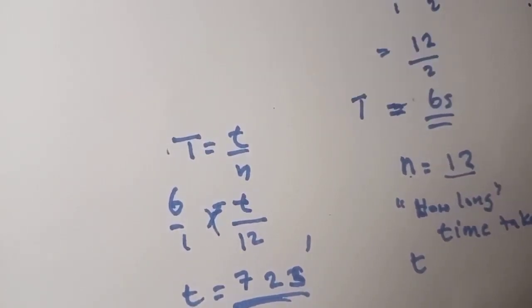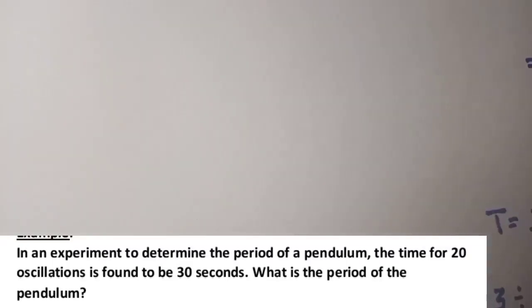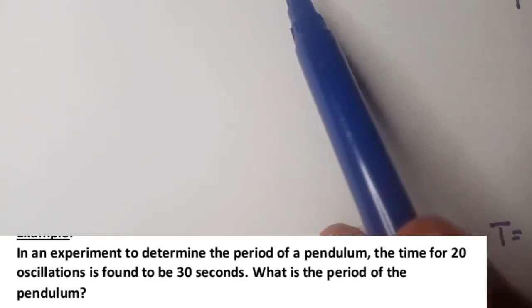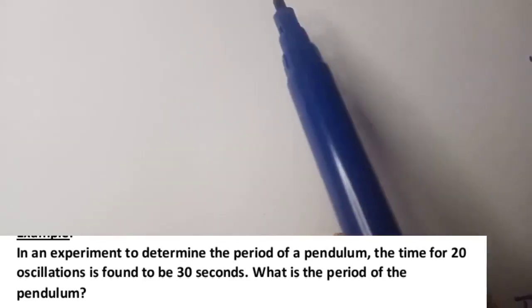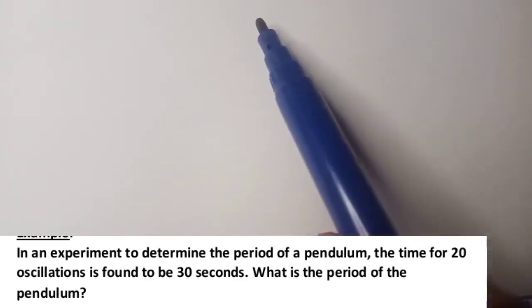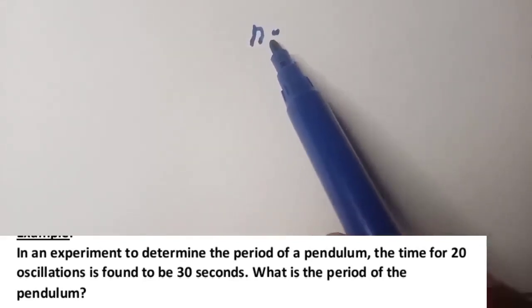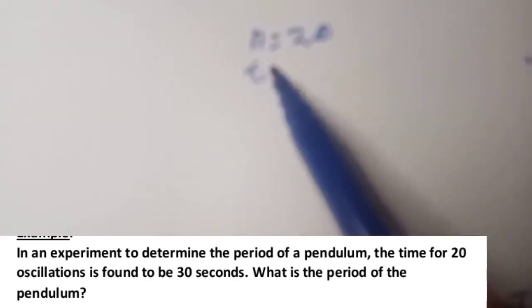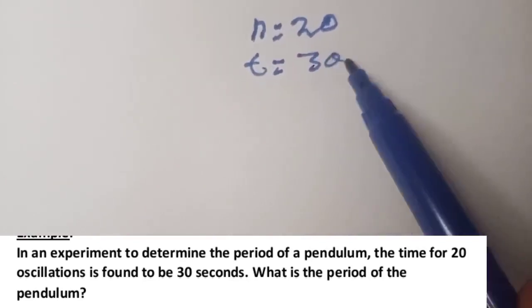Then now we have another question. This question here says, in an experiment to determine the period of a pendulum, the time for 20 oscillations is found to be 30 seconds. So looking at the question, the time for 20 oscillations. So the number of oscillations, that is 20, and the time we can see that is 30 seconds.